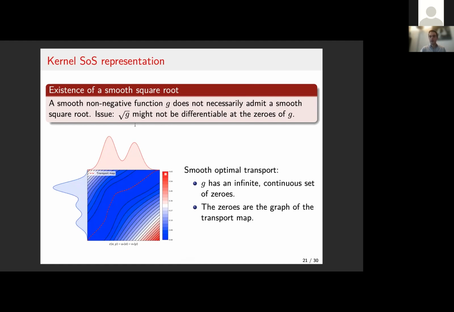And in the case of optimal transport, it appears to be even more difficult, because not only do we have some zeros, but we have an infinite set of zeros that define a smooth manifold. Here I've represented the actual function G in the optimal transport problem between those two distributions. This heat map represents the value of G, and the dotted line here are the zeros of G, and they correspond to the so-called transportation map, which solves the optimal transport problem. So the way you can read this is, this point here has to be mapped to this point here in the optimal transport problem. So we're trying to write this function, which has an infinite number of zeros, as the sum of squared smooth functions. And it's not clear that we can do so, for the reason that I just told you.